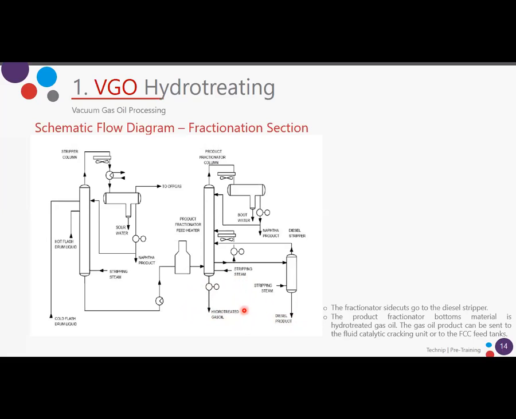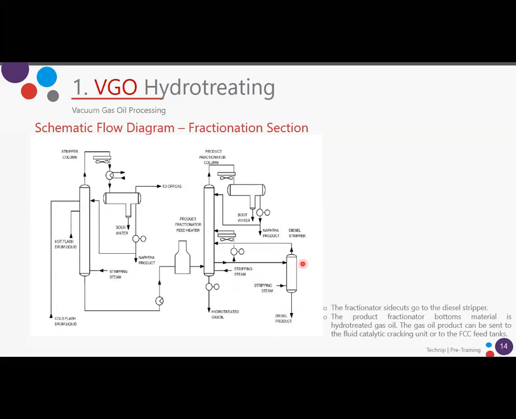So this is the main purpose of the fractionation section, as always, to remove the lighter compounds that we still have in these two streams. Remember that we have two streams coming to this column. So the idea is to remove H2S and lighter compounds. We use stripping steam in both of the units. So we have water, of course, that we have to remove in these drums. And then we have here a side cut that we use as diesel.